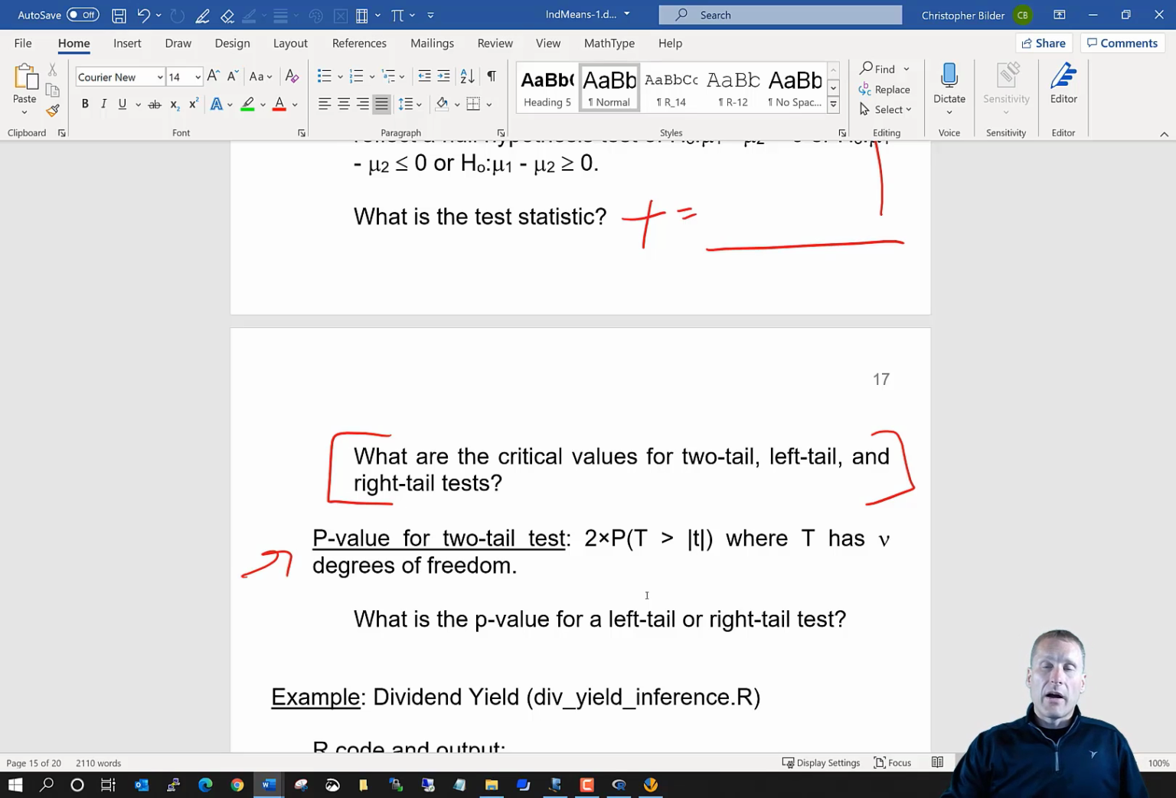We can also calculate a p-value for a two-tail test, just like what we did before. 2 times the probability of random variable t is greater than the absolute value of the observed test statistic value. Again, on your own, think about what the p-value would be for a left and right-tailed test. You do definitely need to know that.